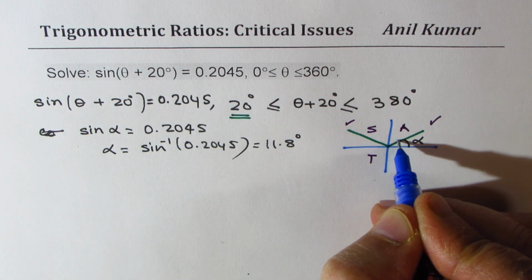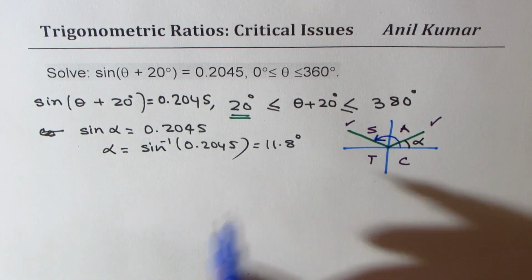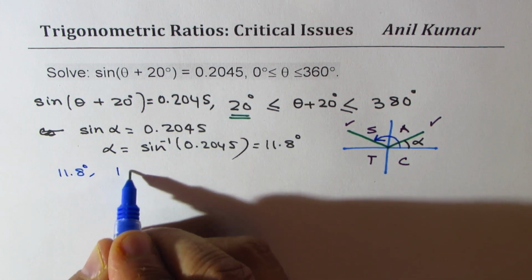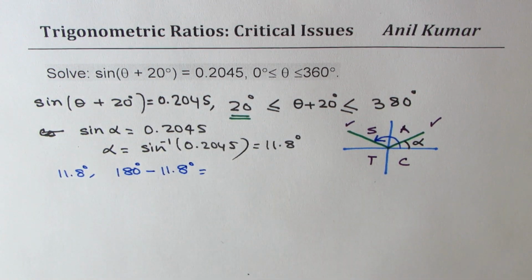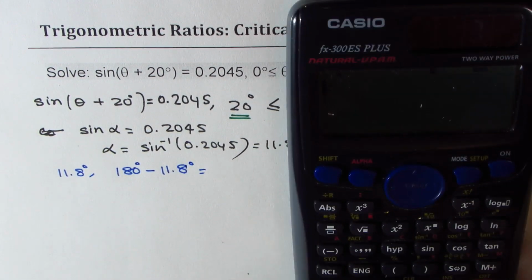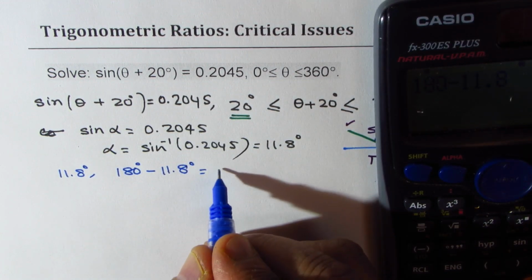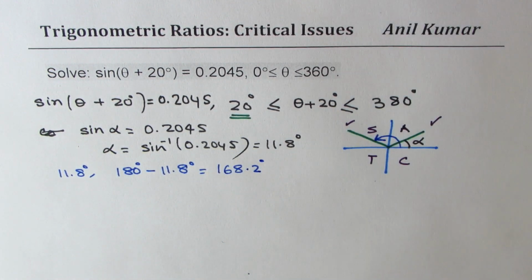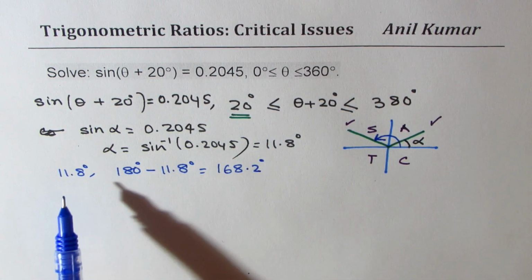The other angle is this one, which we get with 180 minus 11.8. So one we get as 11.8 degrees. The other one is 180 degrees minus 11.8 degrees. How much is that? Let's calculate. 180 minus 11.8, in decimals, it is 168.2. Now that is in our domain, between 20 degrees to 380 degrees. Now what should we do?